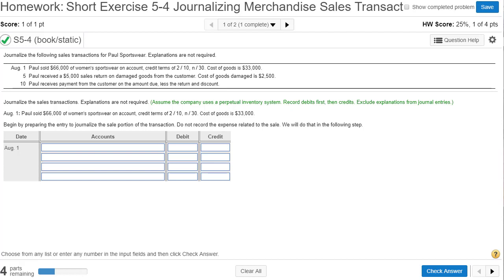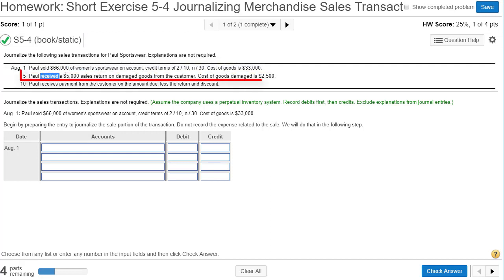Short exercise 5-4. We're going to journalize merchandise sales transactions. It says journalize the following sales transactions by Paul Sportswear. So we're doing the accounting for Paul Sportswear. Explanations are not required. On August 1st, we're going to sell some women's sportswear on account.